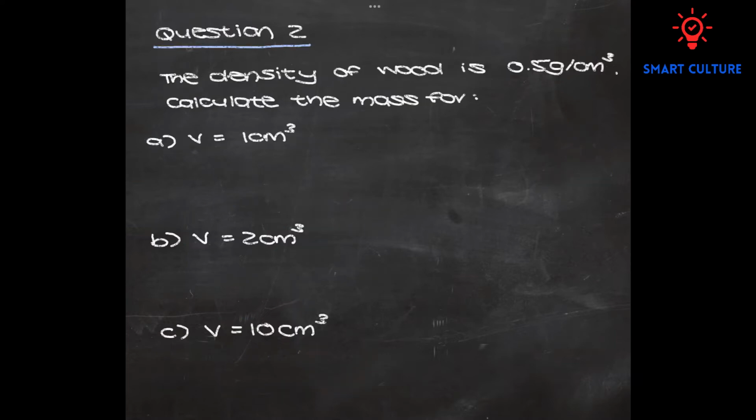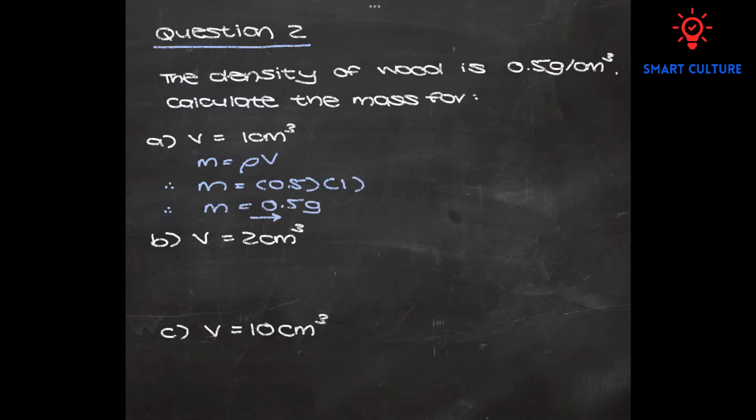For question 2, we have the density of wood is 0.5 grams per centimeter cubed. Calculate the mass for, and for A, a volume of 1 centimeter cubed. So we know that mass is equal to density times volume. If you write out that equation, and then we're going to sub in our values. So mass is going to equal 0.5 times 1. And our final answer, mass is equal to 0.5 grams.